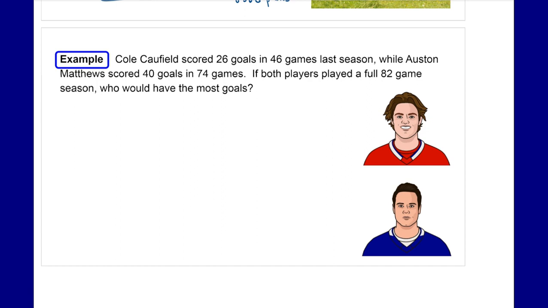So this one's a little different, because here we have 2 situations. We have Cole Caufield with 26 goals in 46 games. We also have Matthews with 40 goals in 74 games. So those are 2 full proportions, or 2 full fractions. We are going to compare each of those to a full 82 games, so we're going to do 2 different ones. For Cole Caufield, we have 26 goals in 46 games, and we want to see, if he played a full 82-game season, how many goals would he have?